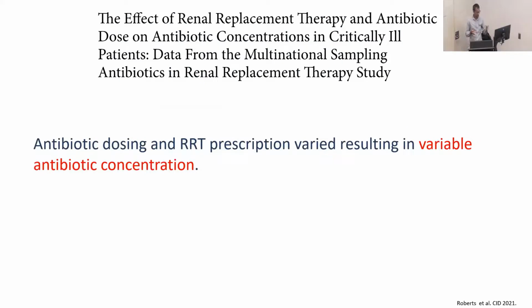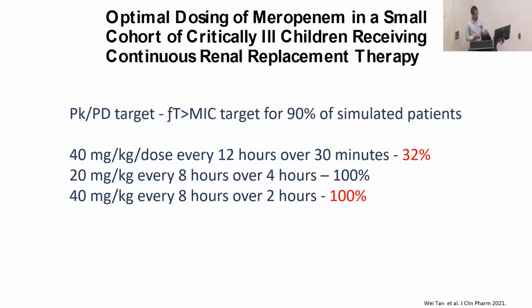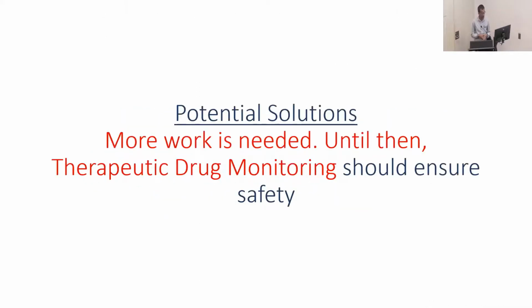And this paper, which was recently published, notes that you have so many variations in the circuits that are used that, of course, you will have variable antibiotic concentration. And in this one, this is a very small study, just 9 children, 53 samples. But the first time around, they look at meropenem dosing, and they suggest perhaps different dosing might achieve better results. So absolutely, a lot of work needs to be done here. But until then, I suspect therapeutic drug monitoring is the way forward.